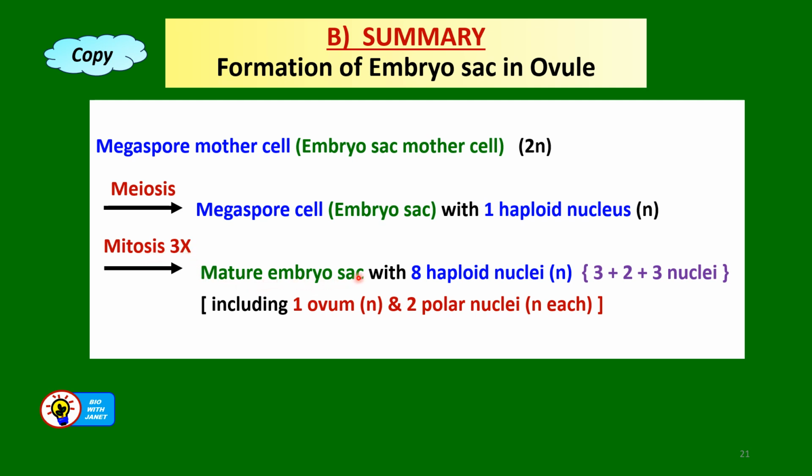the mature embryo sac, which is a big cell with 8 haploid nuclei. The arrangement of these nuclei is 3 at the top, 2 in the center, and 3 nuclei at the lower end, including 1 ovum or egg cell, which is haploid, and 2 polar nuclei, which are haploid each. So these 3 nuclei will be involved in the double fertilization process later on with the male gametes.